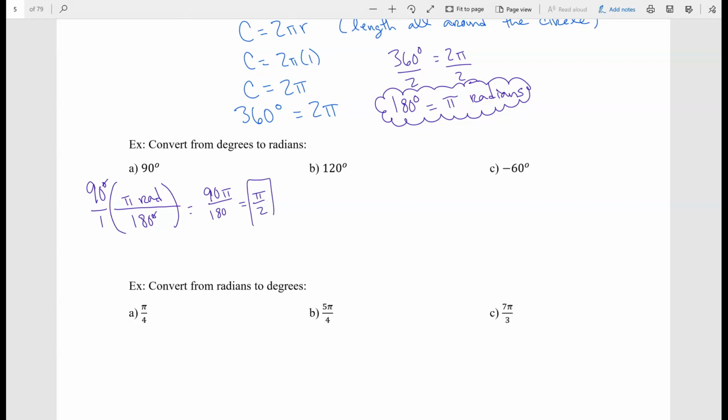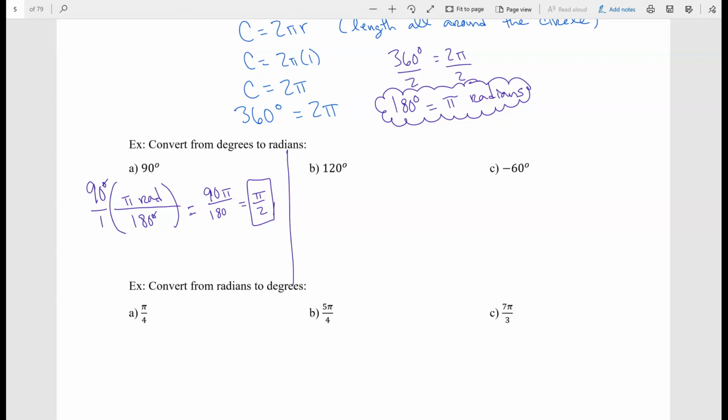What I want you to do, especially in exams, is make sure that you simplify this. Do not leave it as 90 pi over 180. Make sure that you simplify it completely. Okay, if you have the TI-36X Pro calculator, you can just use the fraction bar, which is the button right above the 7. Just press that button and it'll reduce it for you as well.